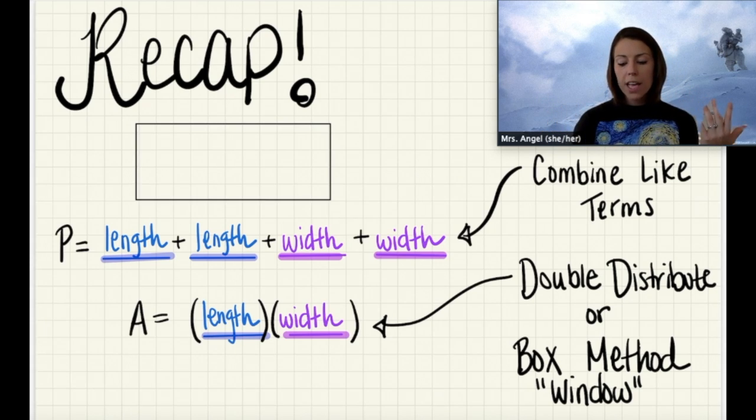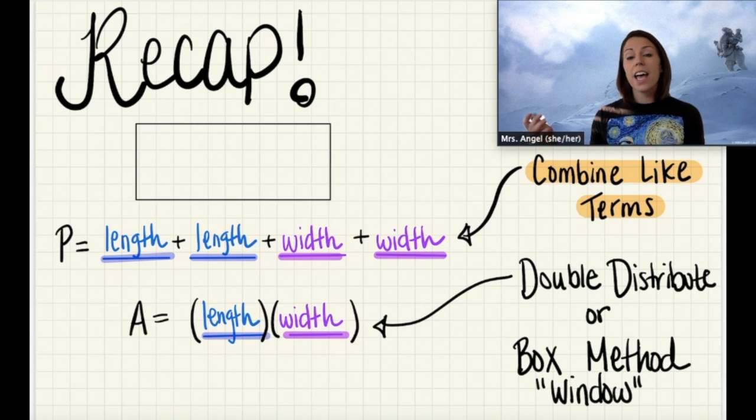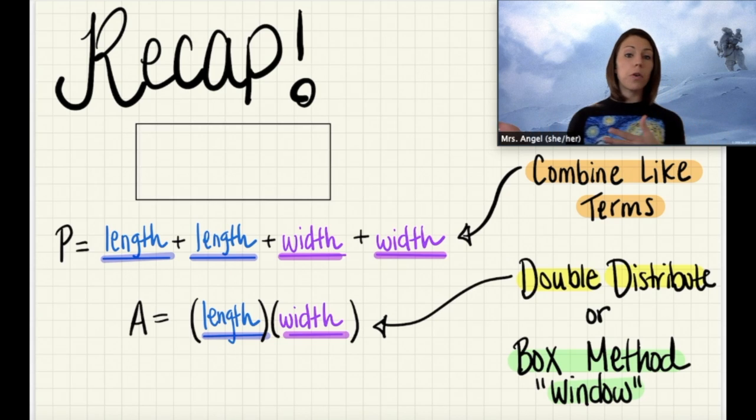When we're simplifying expressions with perimeter, we're always combining like terms. And then when you're simplifying area and the length and the width both have two terms, you can either double distribute or do the box method, which I like to call the window. Now, we did both in this video. Going forward, you get to pick the one that you like and just do that every time.